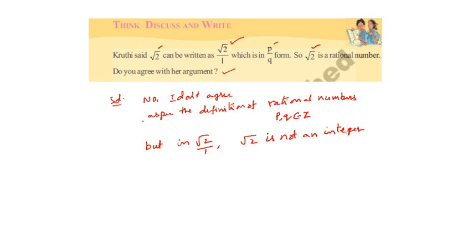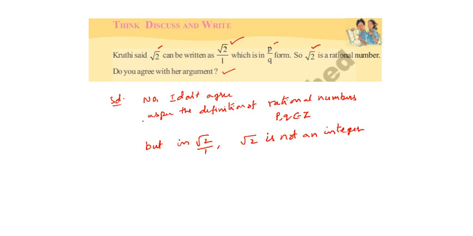So root 2 is not an integer. Hence, what Kruti said, that root 2 is written in the form of root 2 by 1, that means it is in the p by q form, hence it is a rational number, is a wrong statement. That's what I write here.